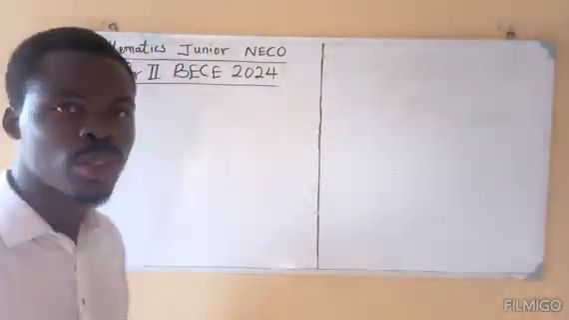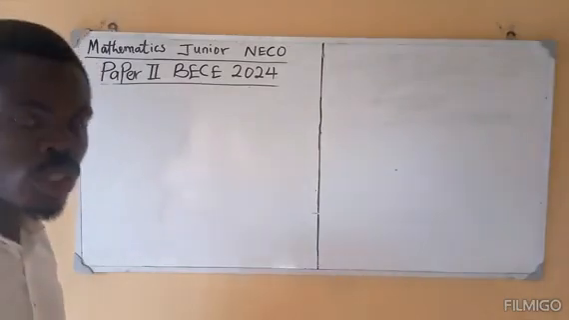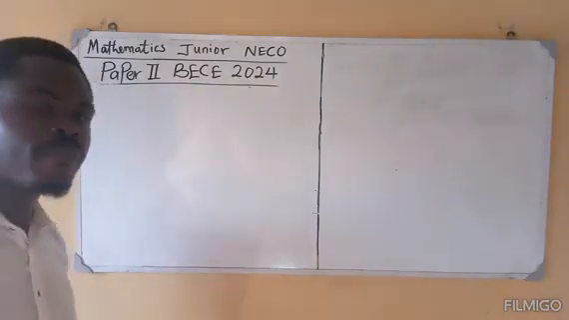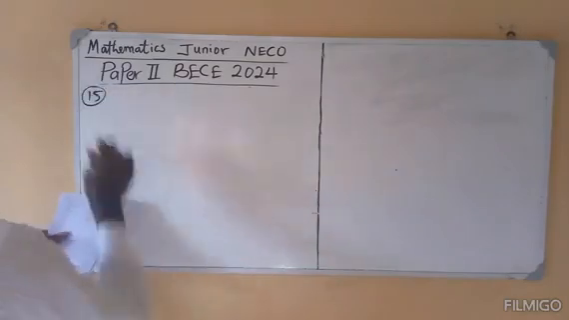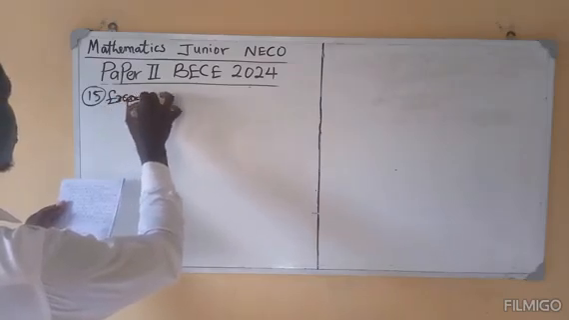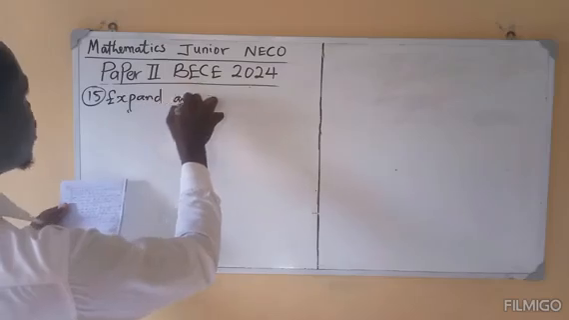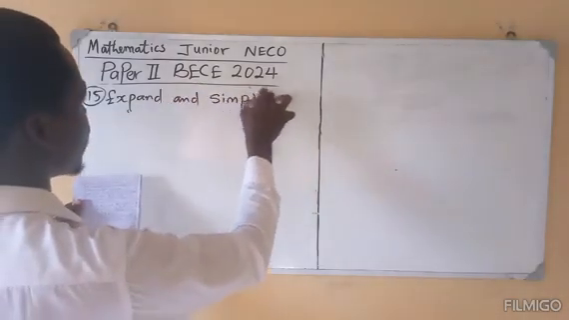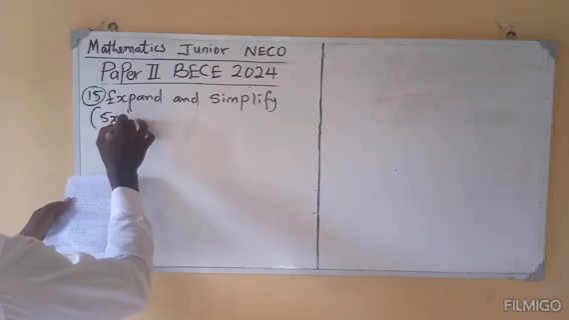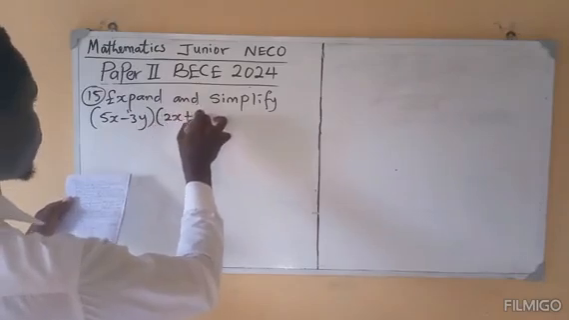So let's continue from where we stopped in the previous video. We are solving paper 2 Bechet 2024. We stopped at question number 14 and then we are going to continue with question number 15. The question says expand and simplify 5x minus 3y into 2x plus 4y.